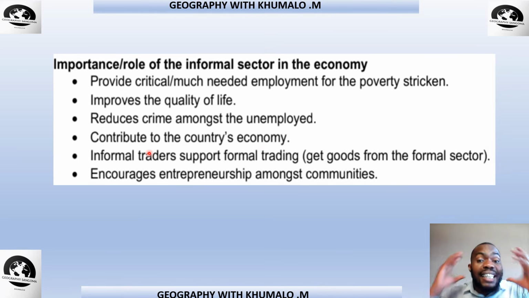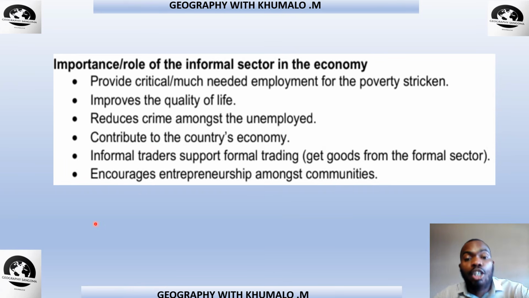How? Remember that these informal traders buy from what? From formal businesses. They purchase their stock from the businesses that are registered. So in return, they pay what we call the value added tax. They are charged VAT on the goods that they've purchased. Informal traders support formal trading. They get goods from the formal sector. So I will go and buy from KitKat and sell there on the road. KitKat is registered. I am not registered, but I'm paying tax, value added tax, to KitKat.